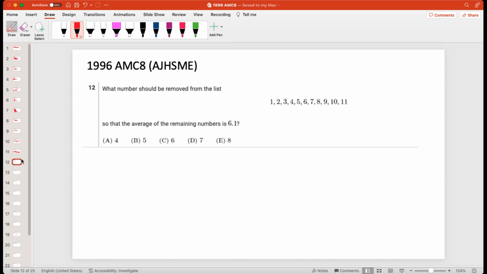Going to the next question. What number should be removed from the list so that the average of the remaining numbers is 6.1? Okay, now we have 11 numbers and let's first calculate their sum. The sum can be calculated as n into n plus 1 by 2, right? So 11 into 10 by 2, which is 55.